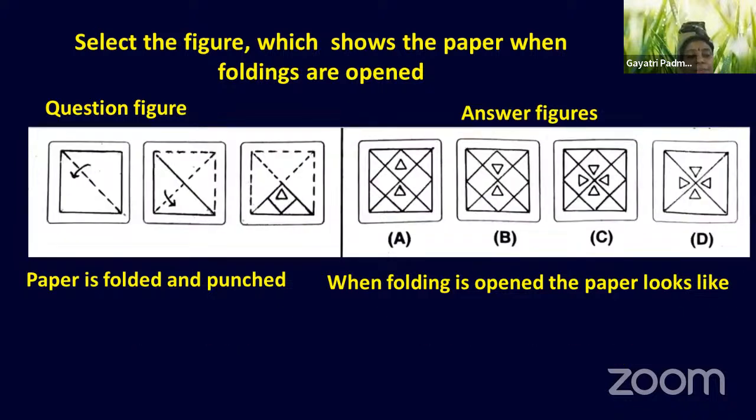Let's move on to the next question. Yes. The same kind, but in the second folding, there's a difference. So in the first folding, we are folding it into like a triangle. In the second one, we are again folding it. And in the third one, we are just giving a punch. So when the folding is opened, the paper looks like dash.